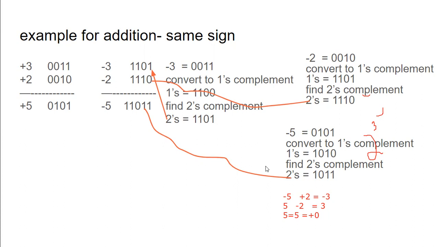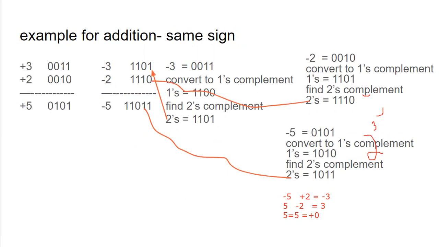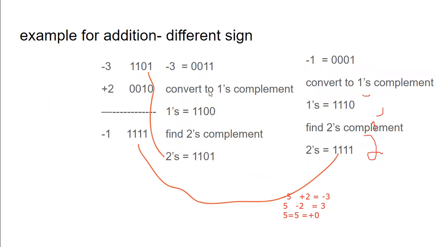minus 5 representation. Now we'll see an addition example with the same sign. If it is a different sign, how is it represented? Let us take minus 3 plus 2. So this is a negative number and this is a positive number. We want to add these two. So how can it be done? You have to check whether A is greater or B is greater. In this case, B is greater.